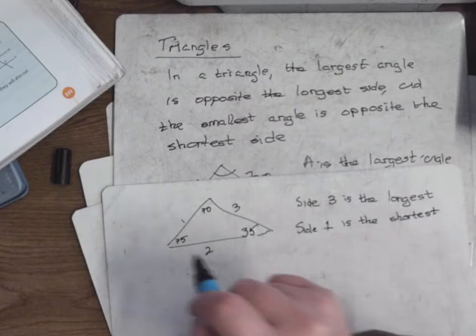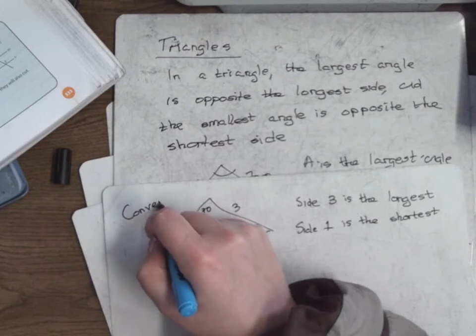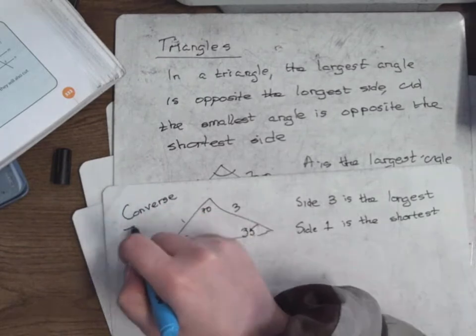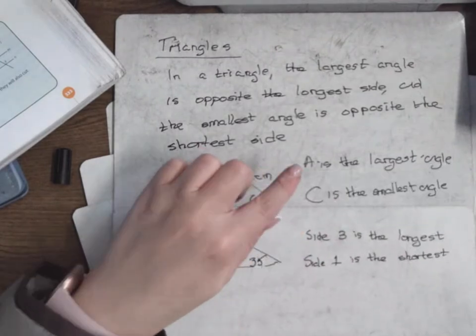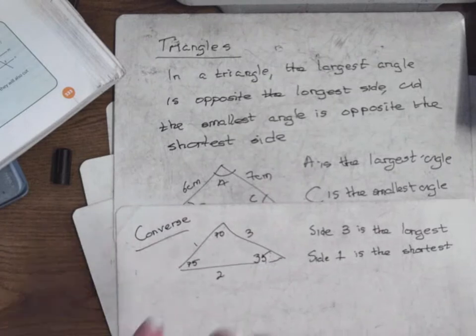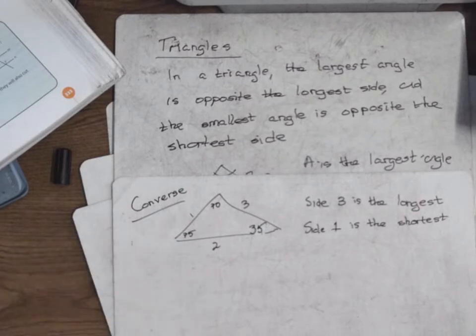And this, girls, is called the converse. That means the opposite is also true. As in, the biggest angle is opposite the longest side, which means the longest side is opposite the biggest angle. Turn it backwards. So that's called a converse. Is that alright?